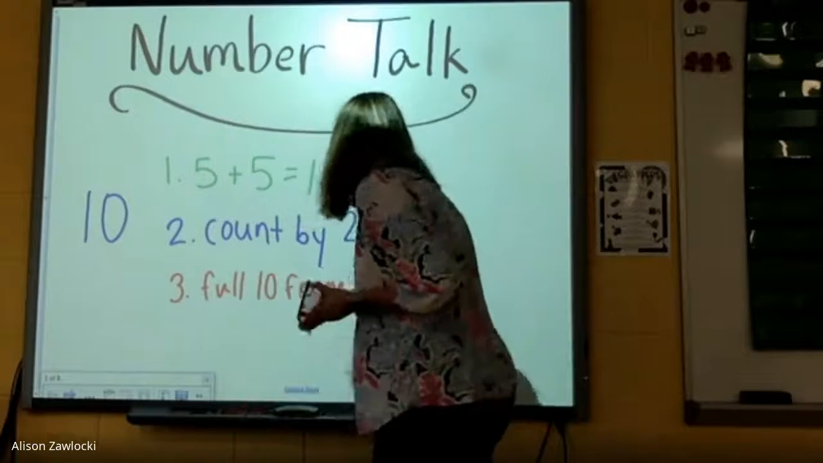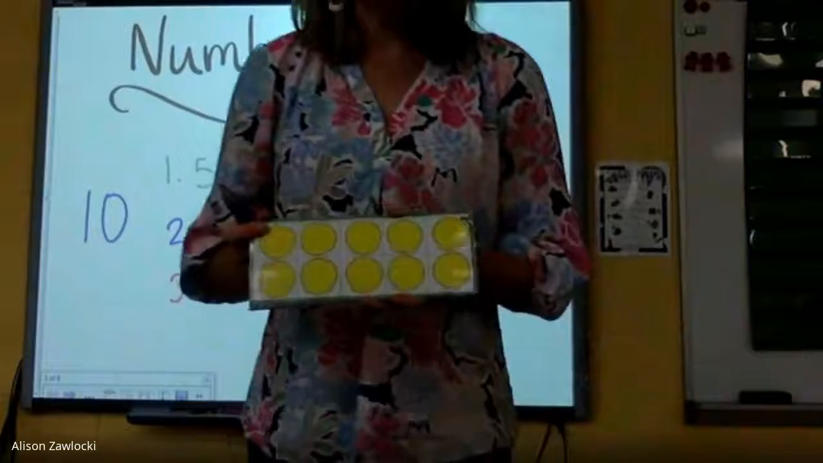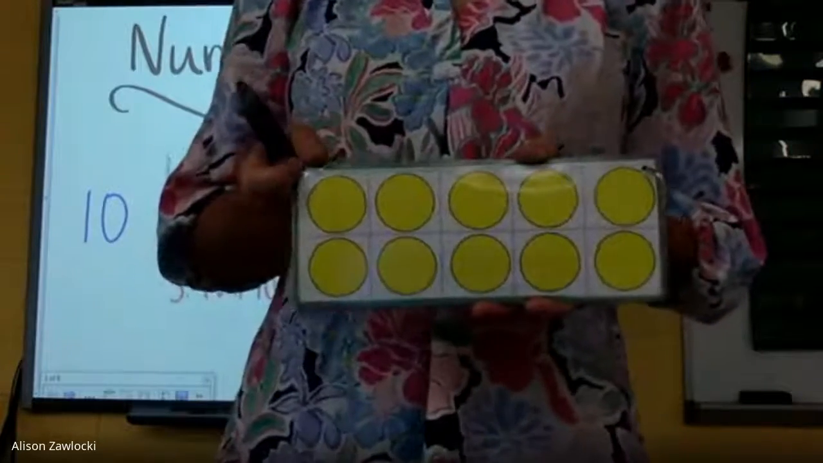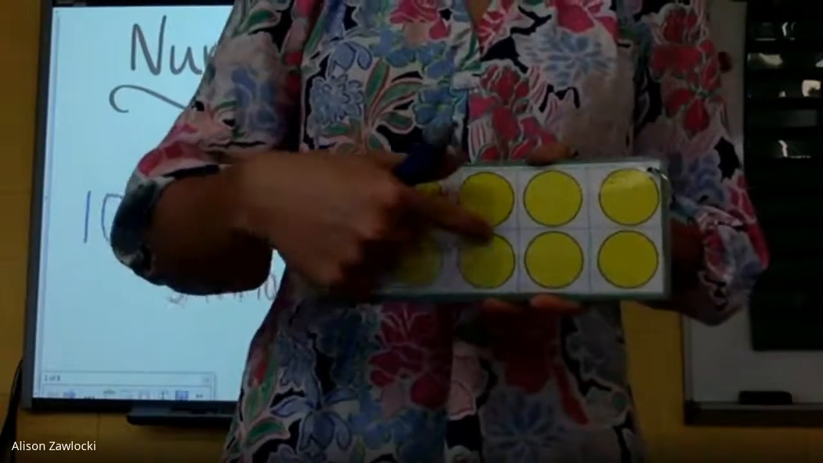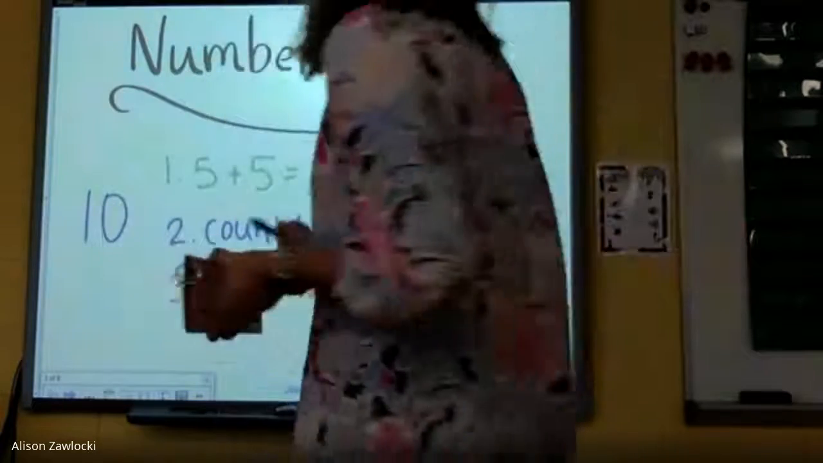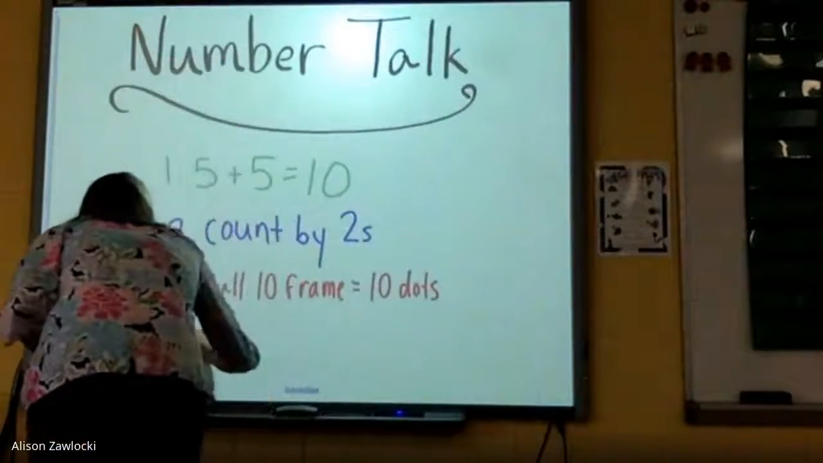Very good. And my last and final way to count these dots is I counted them one by one. I went 1, 2, 3, 4, 5, 6, 7, 8, 9, 10. So you can count one by one.